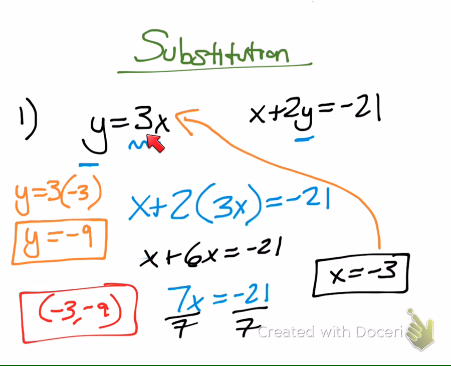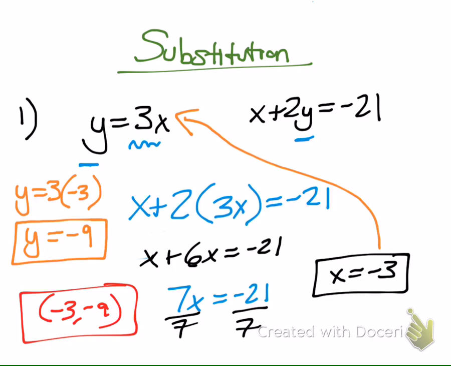Because you could have solved this one by graphing, right? This is in slope-intercept form. You would have gone to 0 on the y-axis, gone up 3 over 1 and graphed it. This one you would have had to put into slope-intercept form. You would have had to move the x over, then divide everything by 2. And they would have intersected at negative 3, negative 9. But substitution was a better way to solve this problem because I wouldn't have had a fractional y-intercept. Makes sense? That's why we substitute.